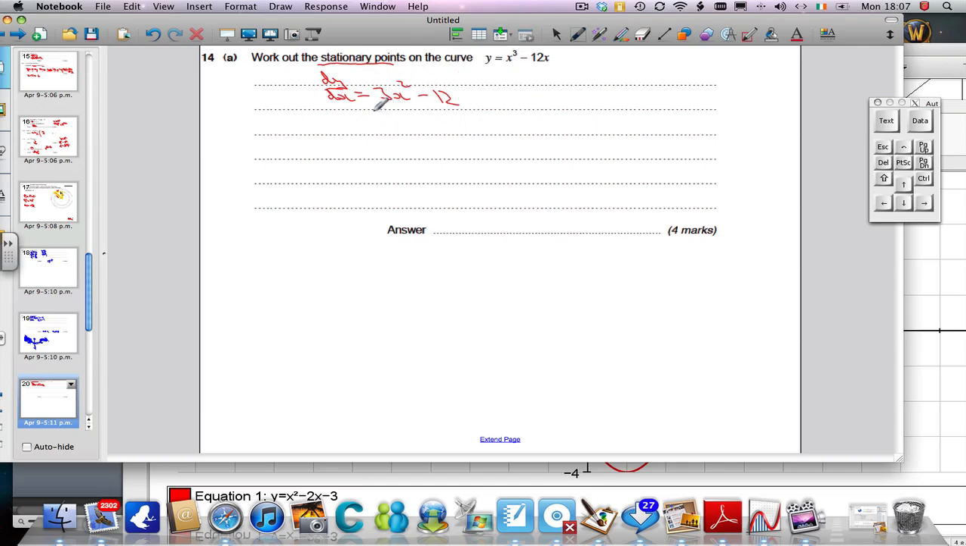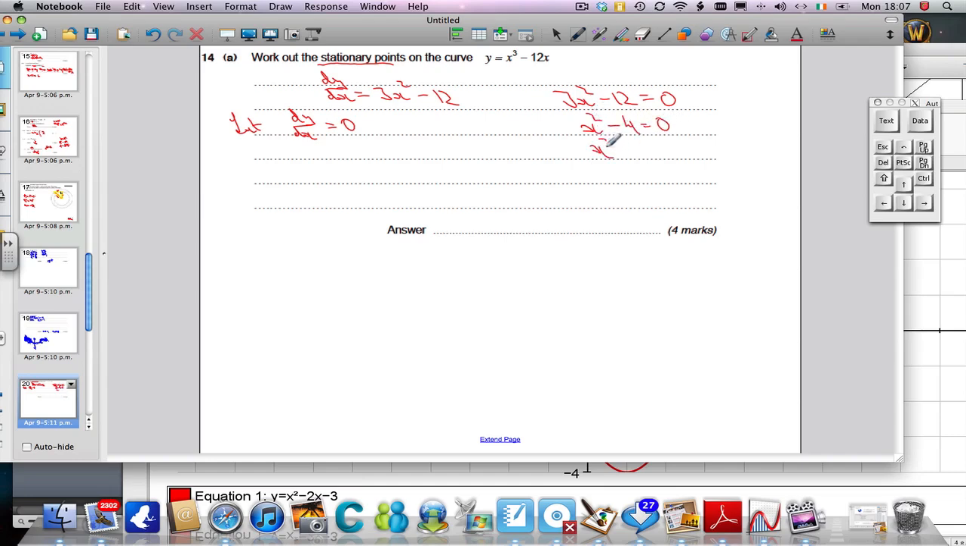So I want to know, where is this function going to be equal to 0? So I'm going to let dy/dx equal 0. So we get 3x squared minus 12, that should be equal to 0. That means we can divide everything by 3. We get x squared minus 4 must be equal to 0.